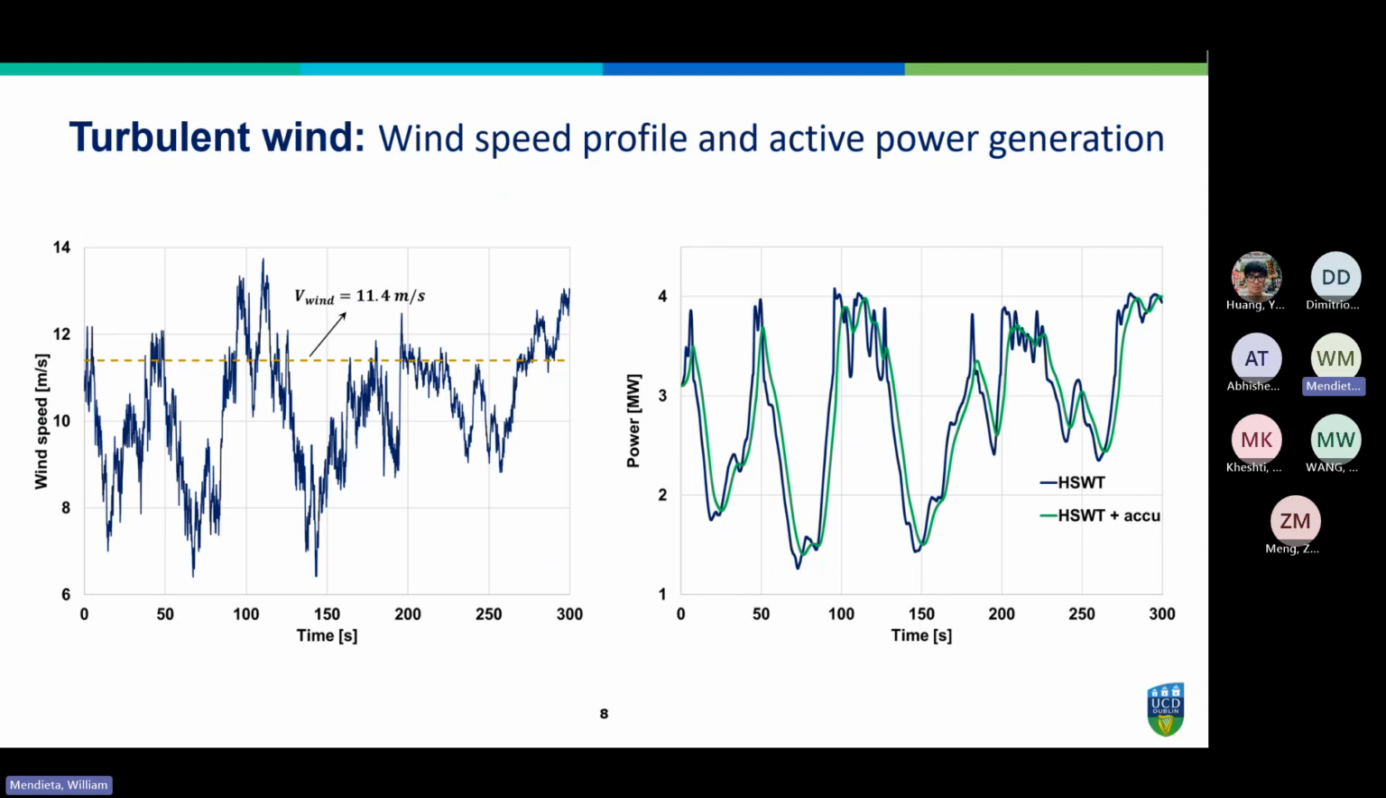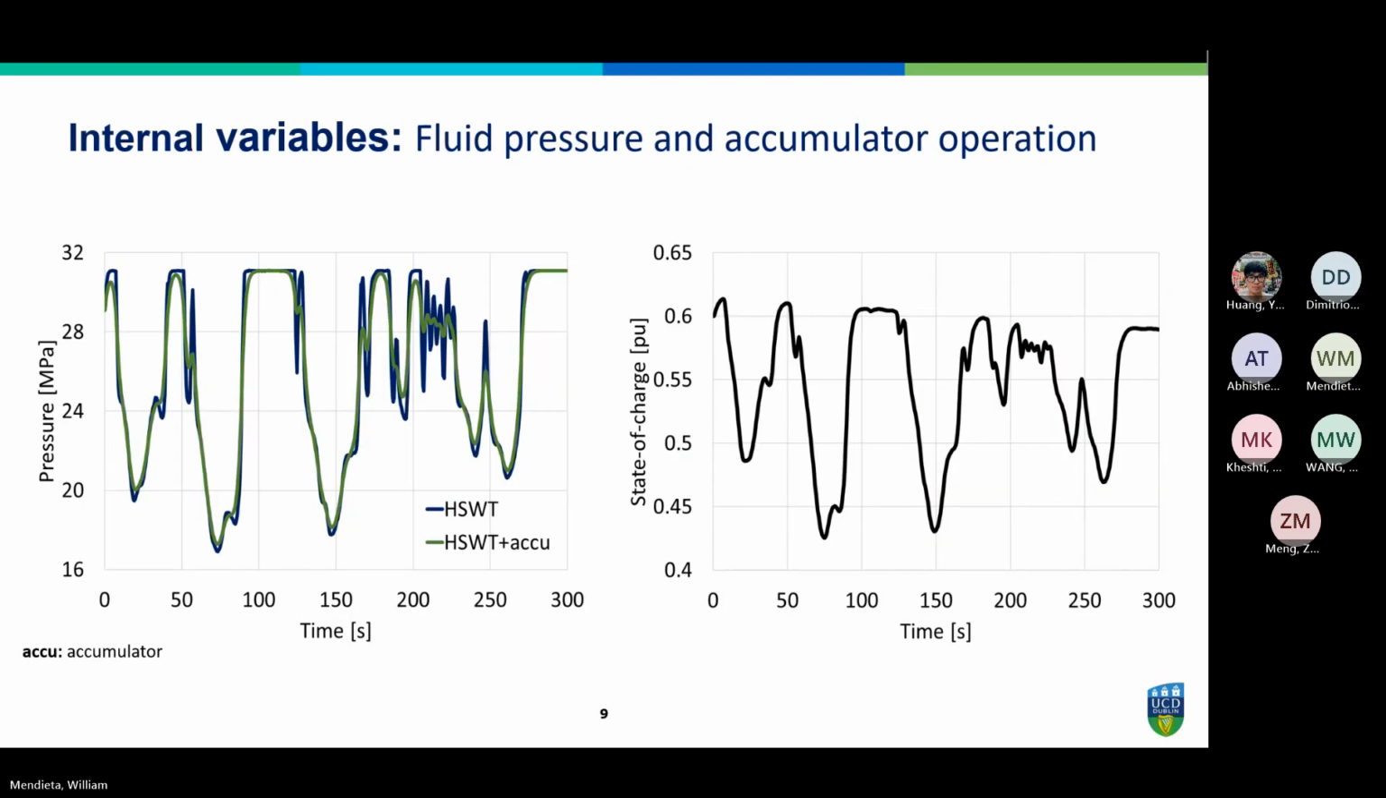So here we have that the figure on the left shows the turbulent wind speed profile, which transitions between regions 2 and 3. And the figure on the right compares the output power generated by a standard hydrostatic wind turbine against a hydrostatic wind turbine equipped with an accumulator. So it can be observed that the accumulator acts as a low-pass filter, helping to noticeably smooth the output power of this wind turbine.